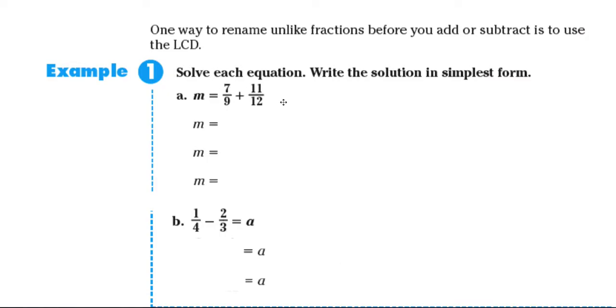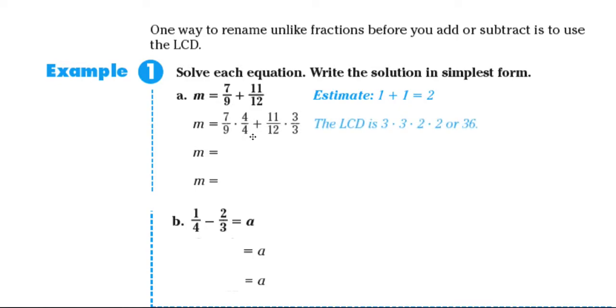Solve each equation, write the solution in simplest form. We have m equals 7/9 plus 11/12. Let's estimate first: 7/9 is close to 1, and 11/12 is close to 1 as well, so our answer should be close to 2. Let's start. We want to find the LCD of 7/9 and 11/12, or we want to find the LCM of 9 and 12. And let's review how to find the LCM.